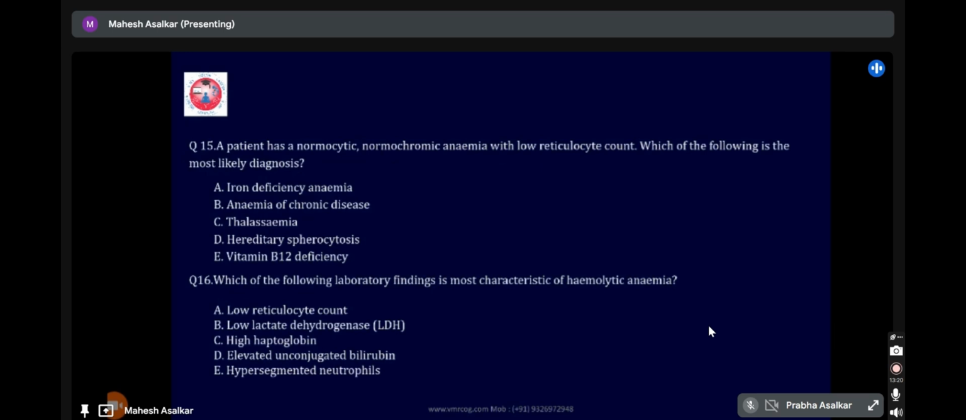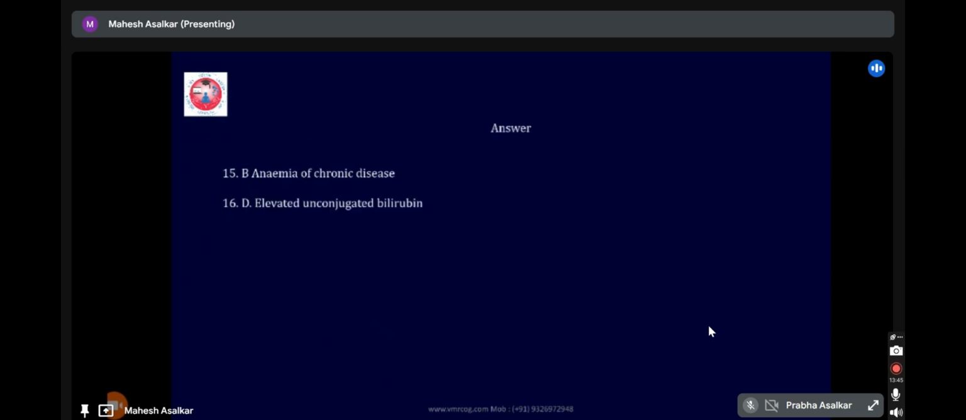Okay, next question. Which of the following laboratory findings is most characteristic of hemolytic anemia? A low reticulocyte count, low lactate dehydrogenase, high haptoglobin, elevated unconjugated bilirubin, or hypersegmented neutrophils? Elevated unconjugated bilirubin is the answer. Correct. So question number 15 is anemia of chronic disease, and question 16 is elevated unconjugated bilirubin, which is seen in hemolytic type of anemia.